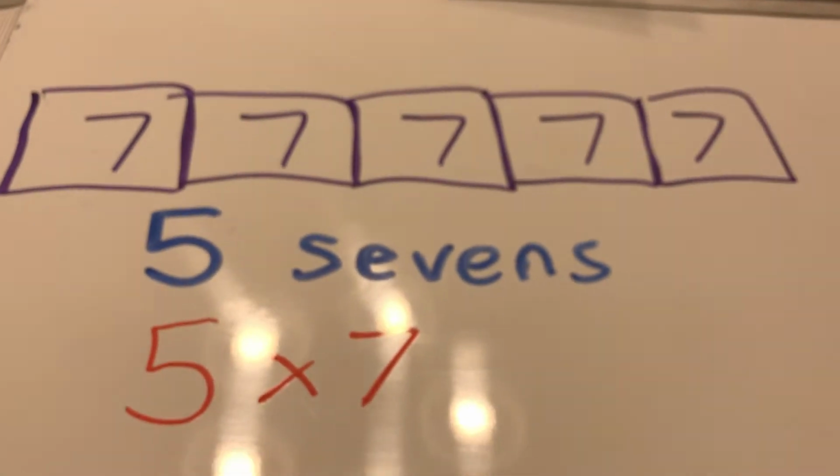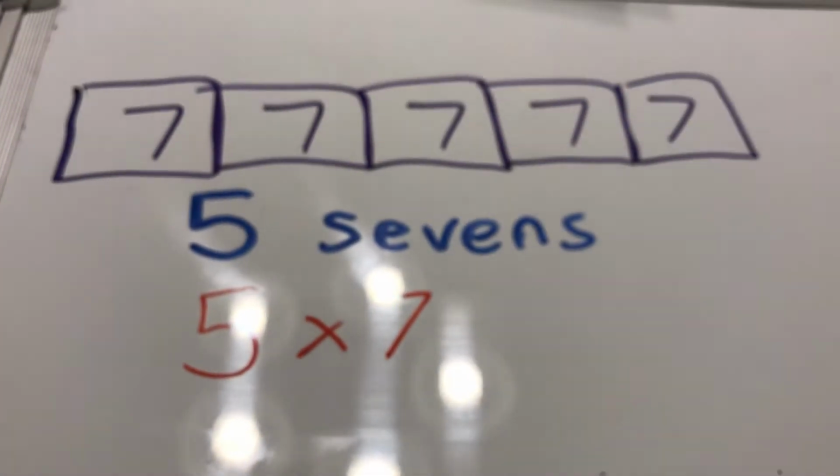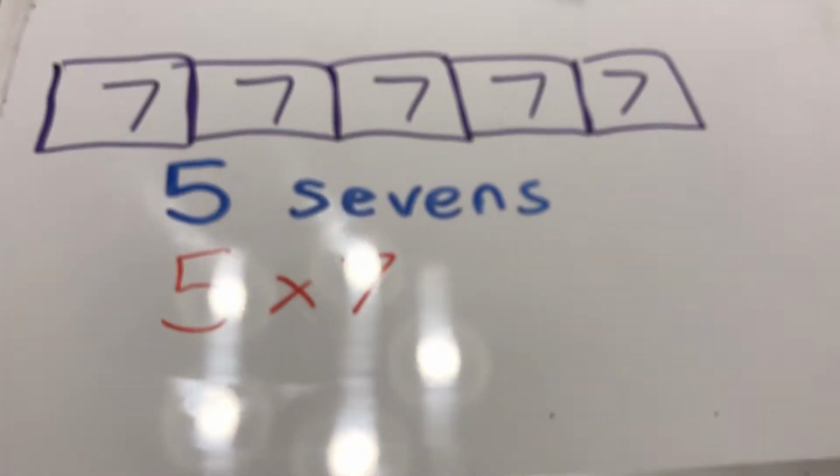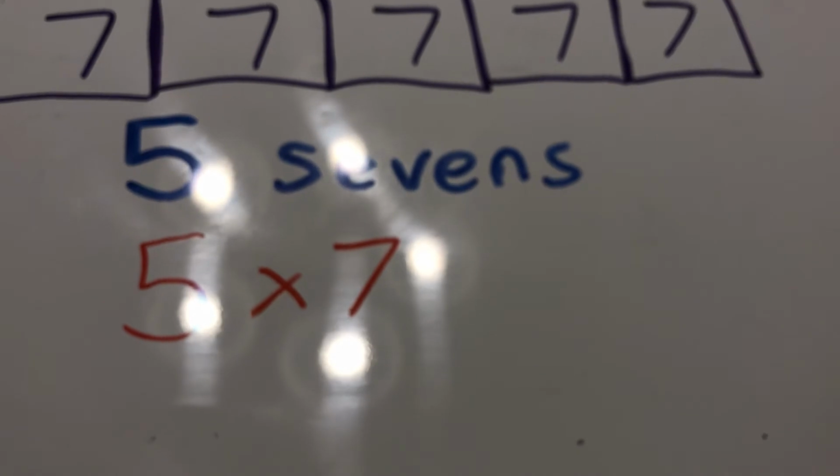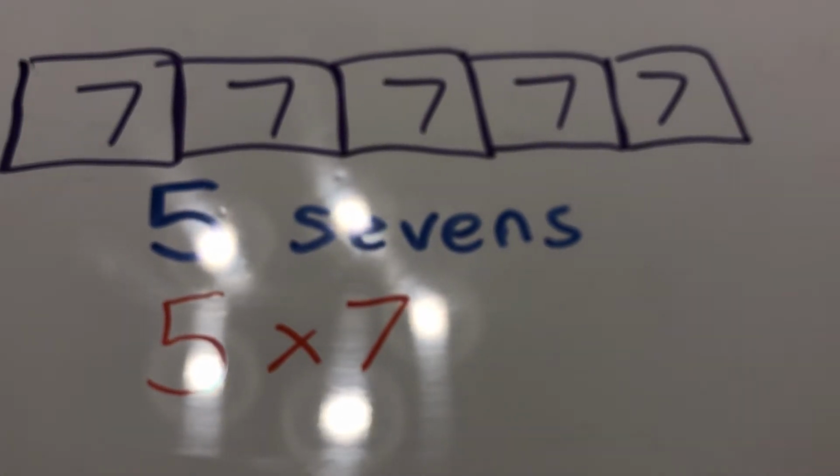All right, so here I made it a little easier for us to look at. We have 5 7s, 5 groups of 7. And remind me really quick, what's our product when we have 5 times 7? Yes, 35.